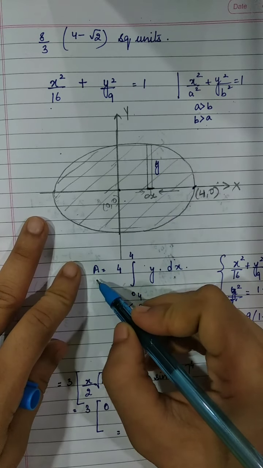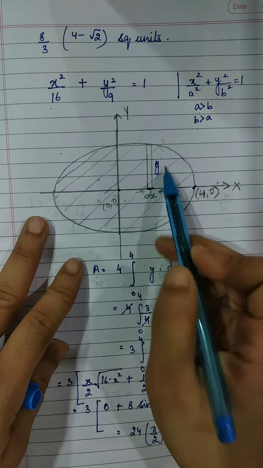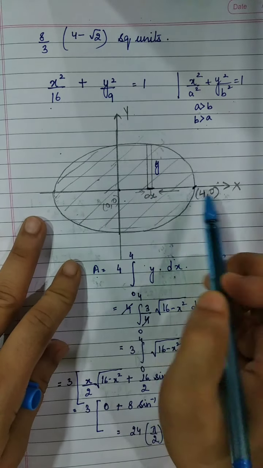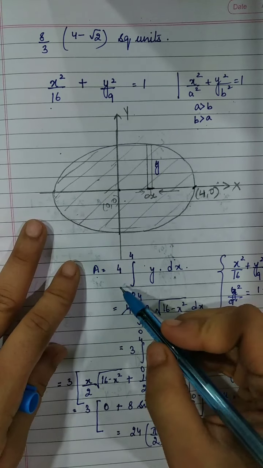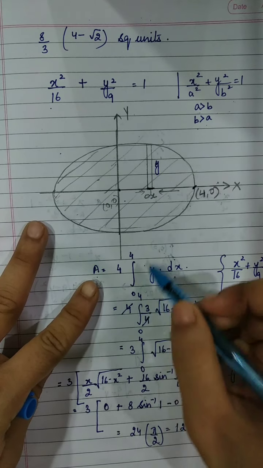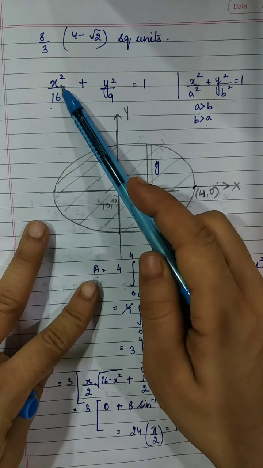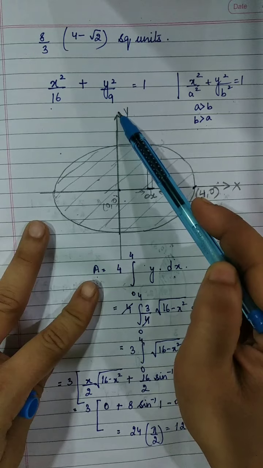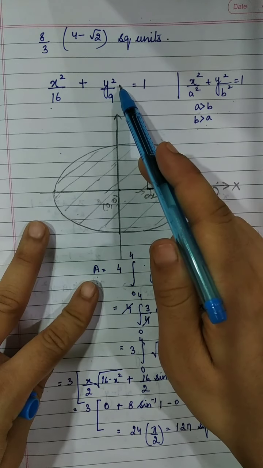So our equation becomes area is 4 times. Why 4 times? Because 1, 2, 3, 4 parts. The coordinate axes divide the ellipse into 4 equal parts. So it will be 4 times the integral from 0 to 4. Why 0 to 4? Remember this is x square upon 16 plus y square upon 9 is equal to 1. On the x-axis, the value of y is 0, right?